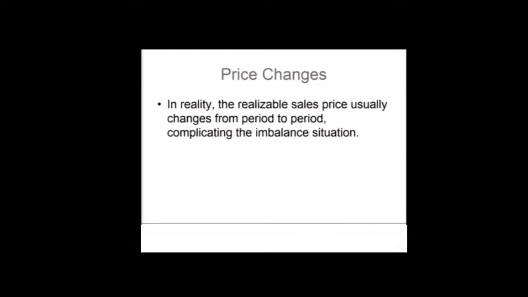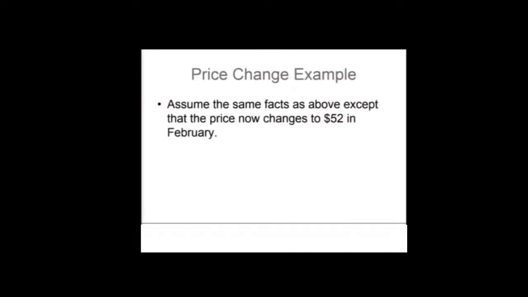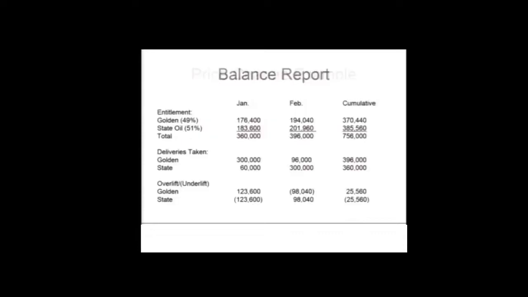So now, how do we do the accounting? How does that affect our accounts when the price changes? Assume the same facts as we just had in the other example, except in the other example, the price was $50 in January and $50 again in February. Now we're going to say the price is $50 in January, but the price changes to $52 in February. Everything else is the same. The volumes are the same. The price just changes to $52 in February.